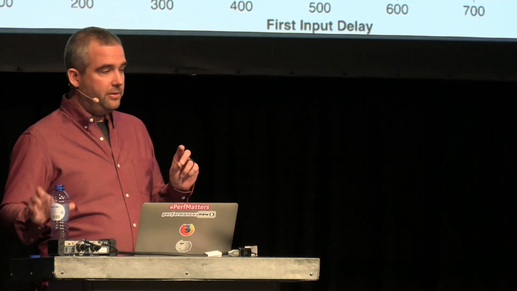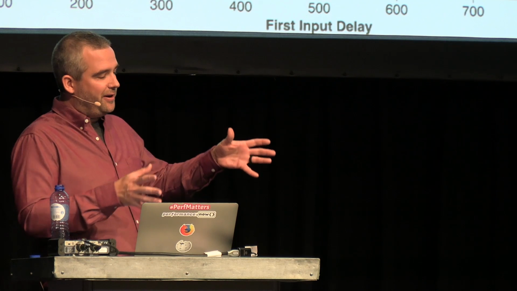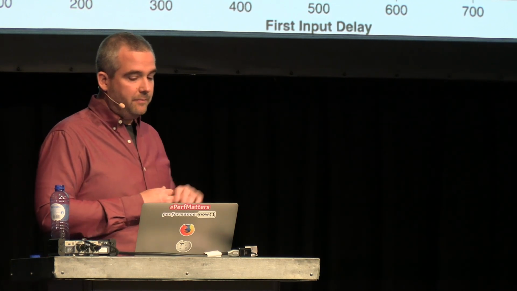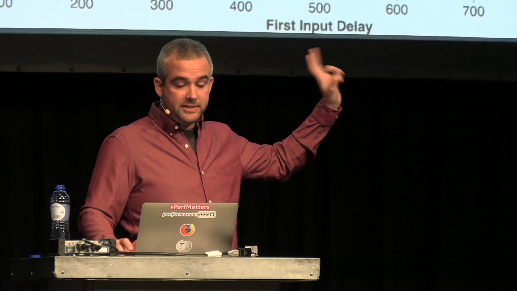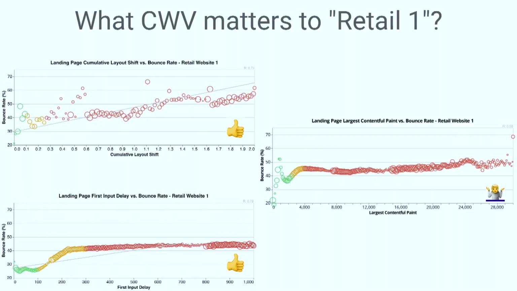But if we were to look at the three Core Web Vitals that we looked at for the Retail 1 website. The first chart here is CLS. The chart on the right is LCP. The bottom chart is first input delay. Which ones of these matter to this one website?